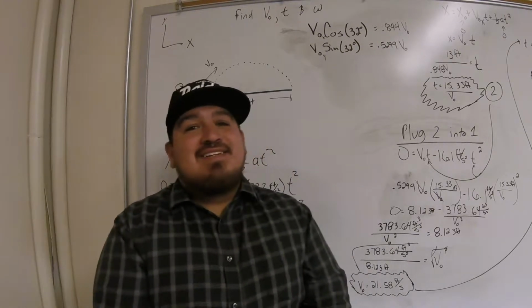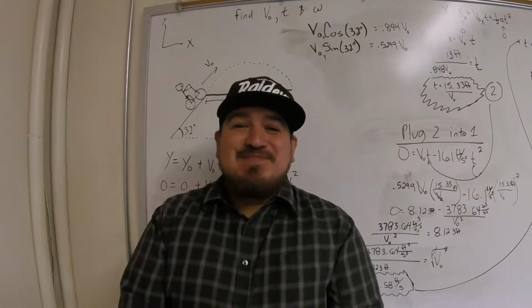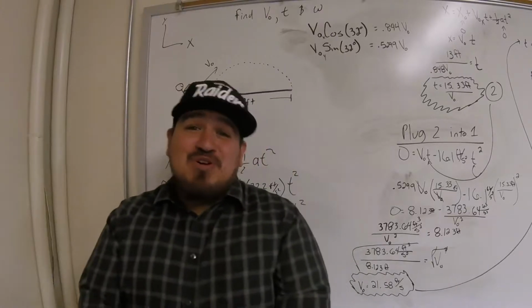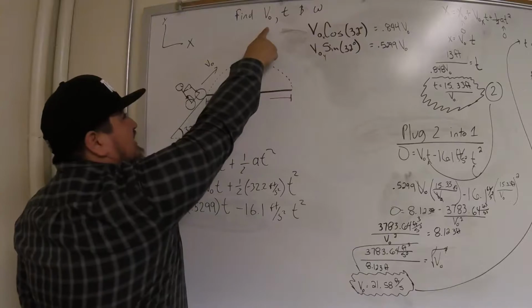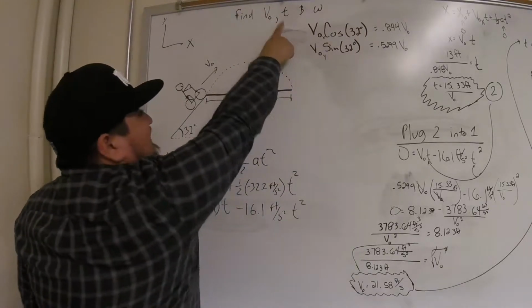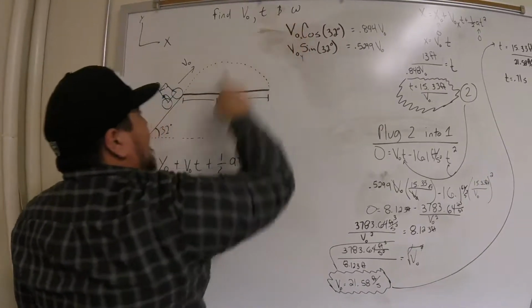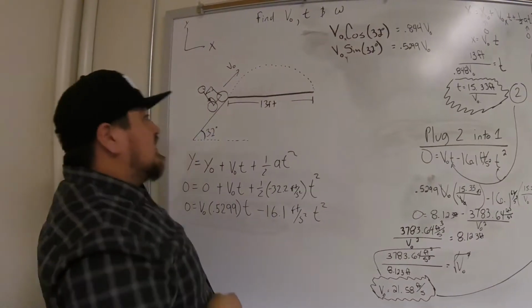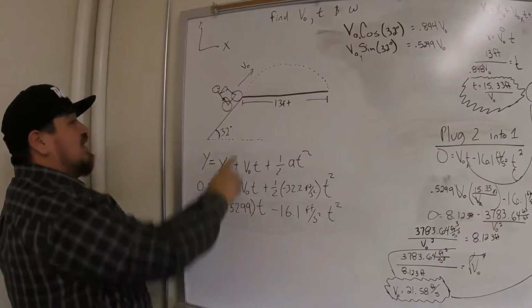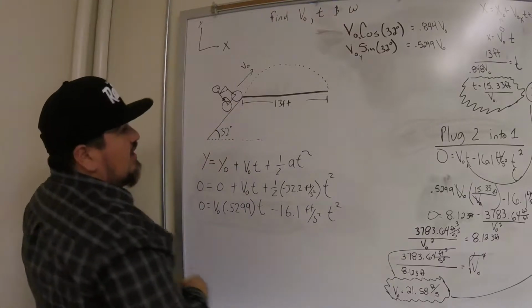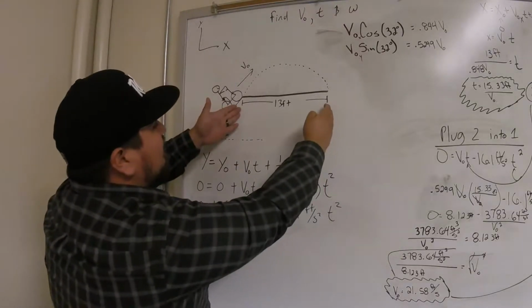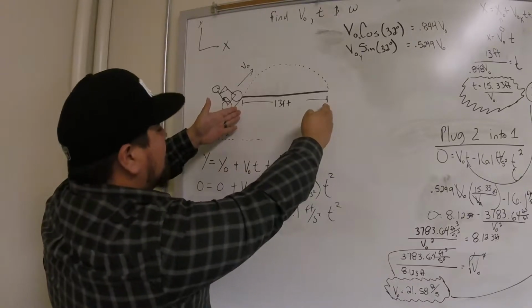Good morning, class. This is Professor Munoz here, and I'll be going over a motorcycle jump problem where we'll be finding the initial velocity, the time spent in the air, and the angular velocity of the front tire at this instant. So this is our problem here. We have a jump going off at 32 degrees. We want to clear a total of 13 feet.